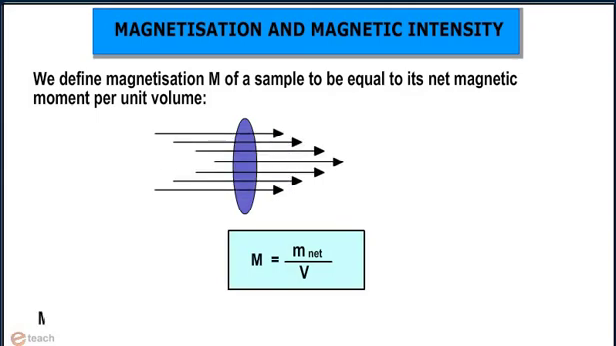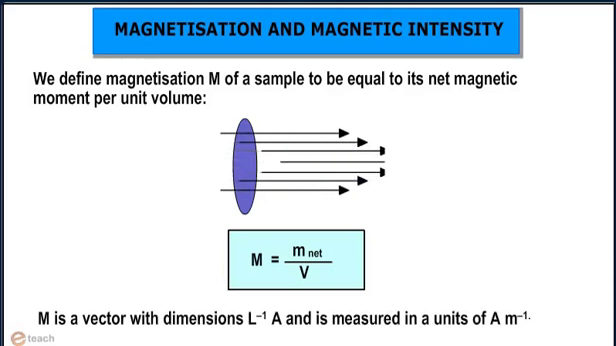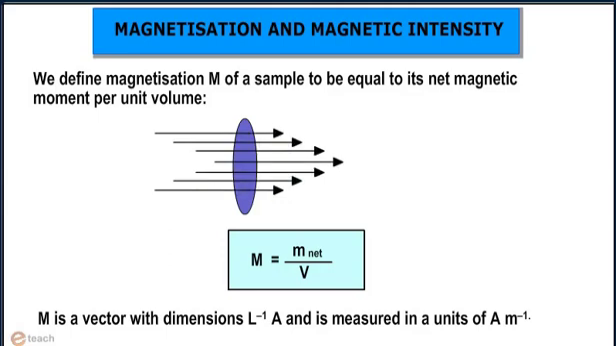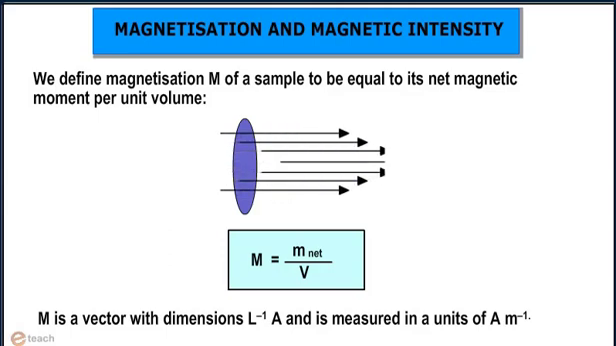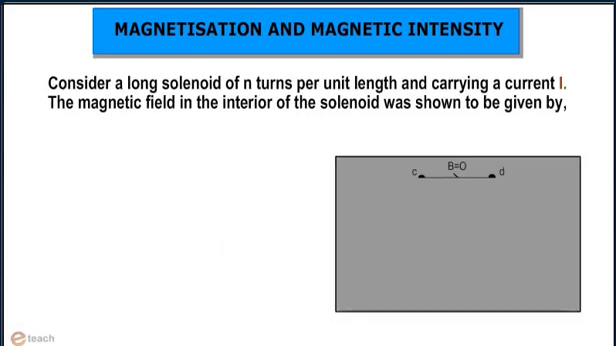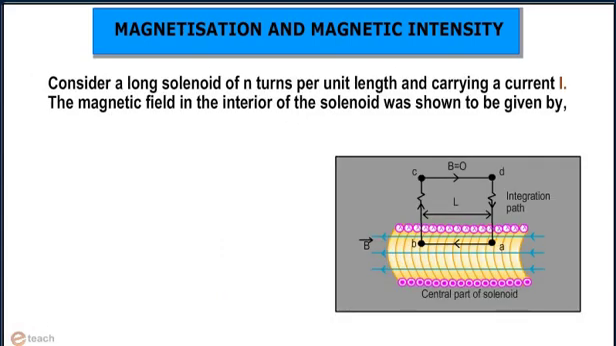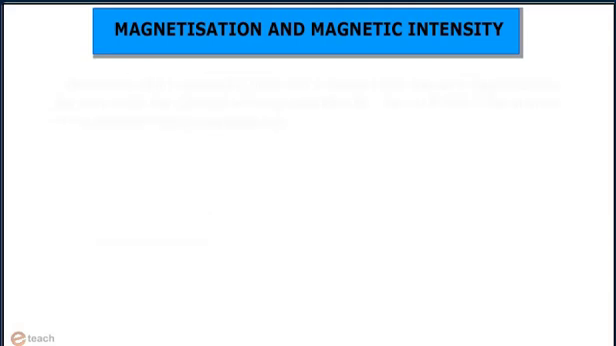So M is a vector with dimensions length inverse into ampere and is measured in a unit of ampere into meter inverse. Consider a long solenoid of n turns per unit length and carrying a current I. The magnetic field in the interior of the solenoid was shown to be given by B naught is equal to mu naught into n into I.